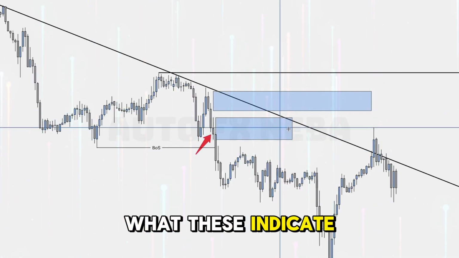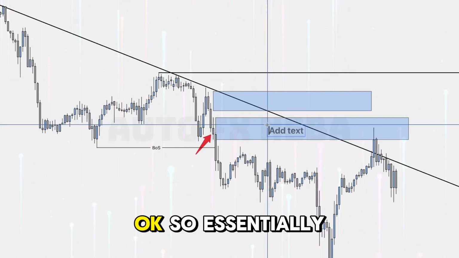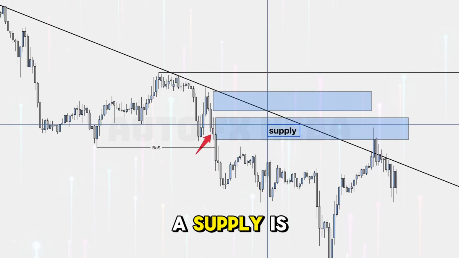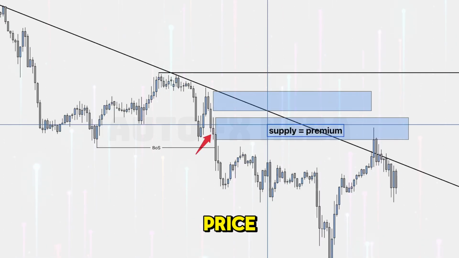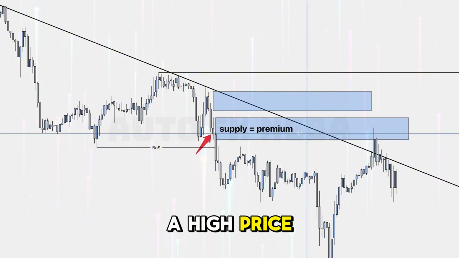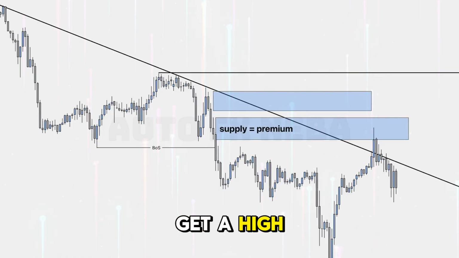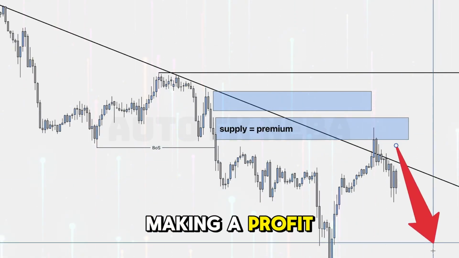What these indicate is an area that sellers have seen as a premium price to sell from, okay? So essentially, a supply is just a premium price. Now, if you are a seller, you want to get the best possible price, a high price to sell your assets, right? If you're short selling a market, you want to get a high price because you have better odds of making a profit on the way down.